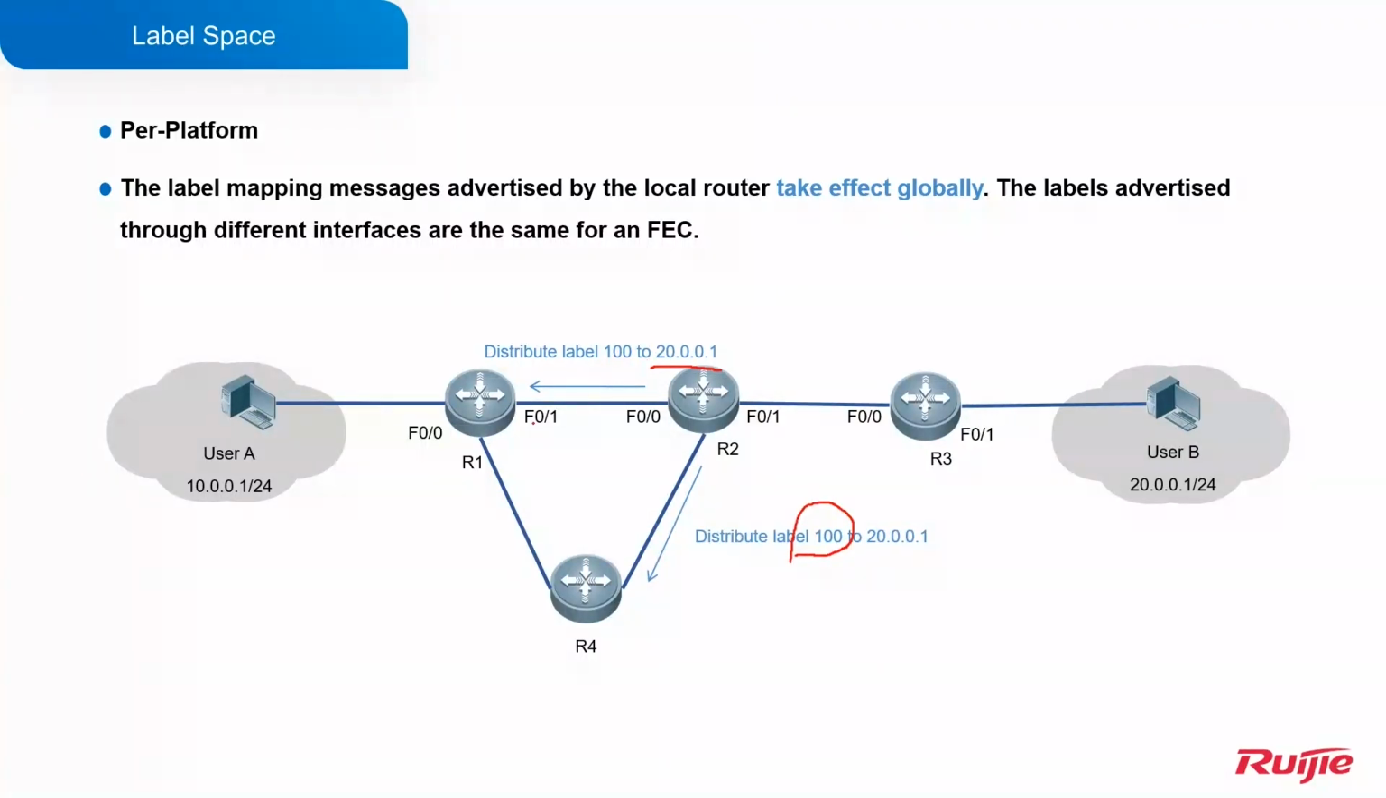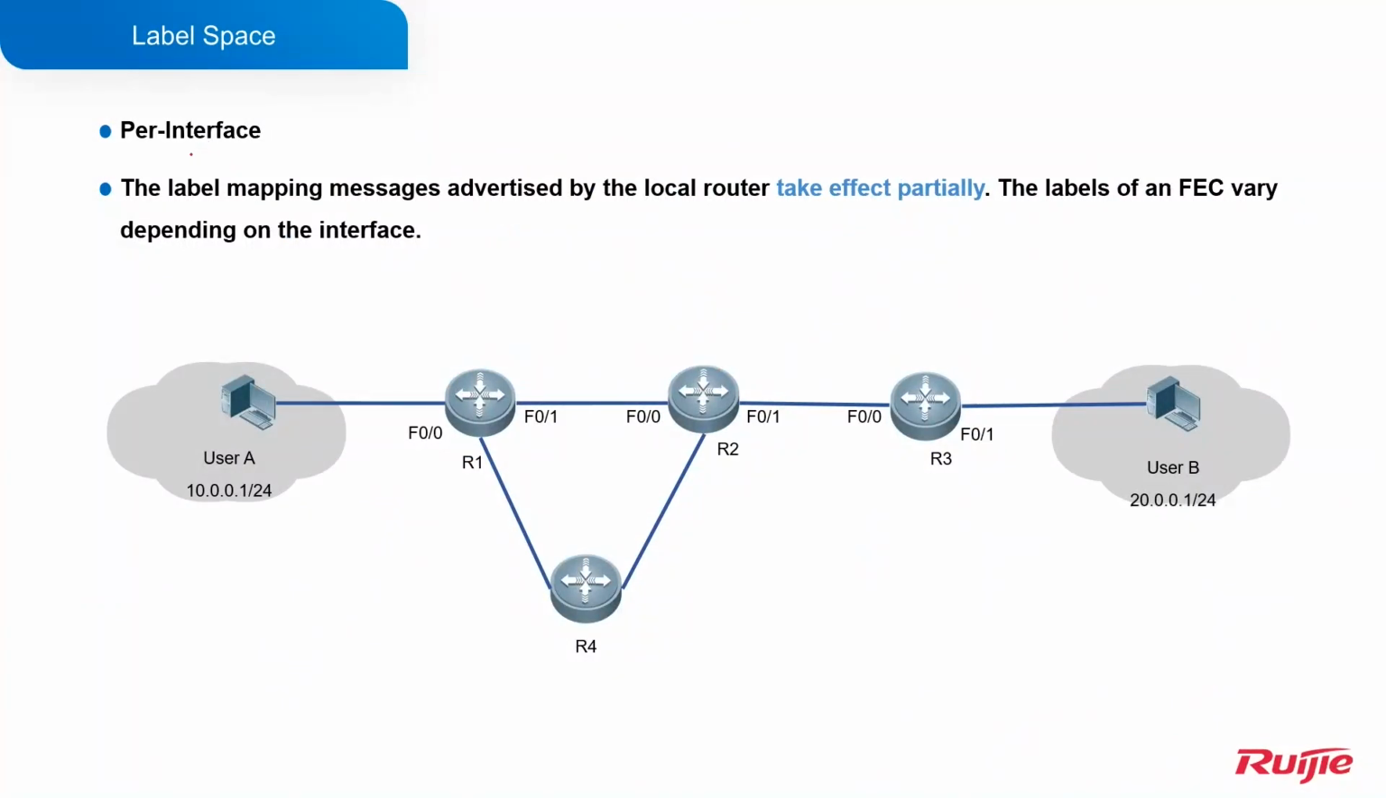And this label will become the out label in the label table. That means for R2, for the same FEC, we will use the same label, although finally this label mapping information will be forwarded out through different interfaces. So this is the local space for per platform.